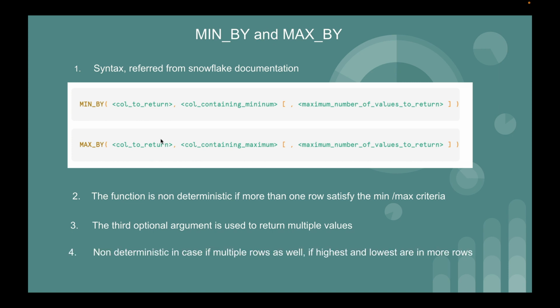And it is non-deterministic in the case of arrays also. So if you have more than one row satisfying the minimum or maximum condition, it can return any value. It will not return any specific value. These functions ignore null. So if the column containing the minimum or maximum has null values, these functions will actually ignore those. So let's see the demo.